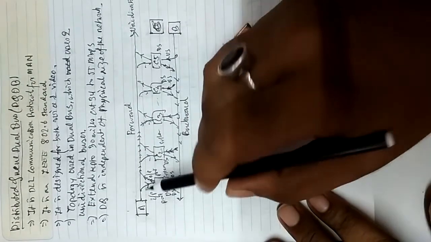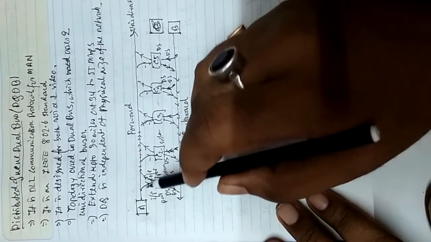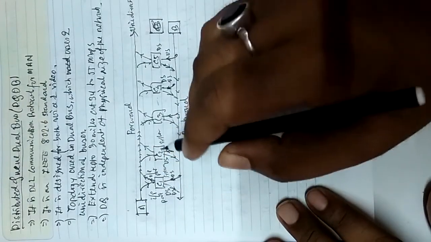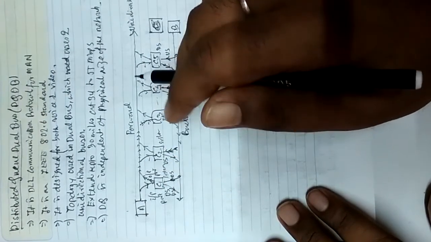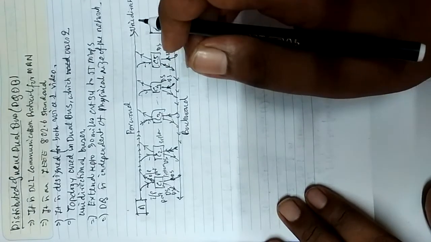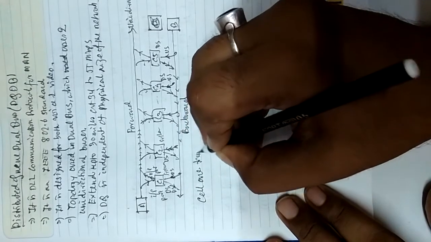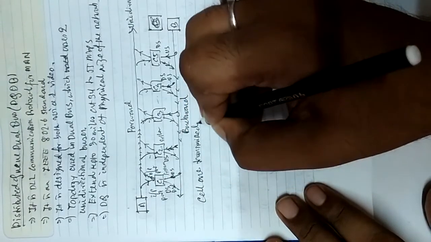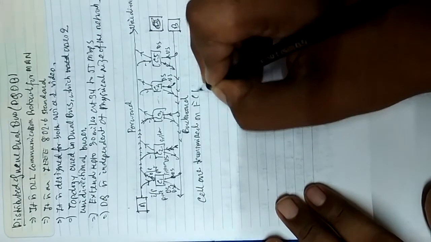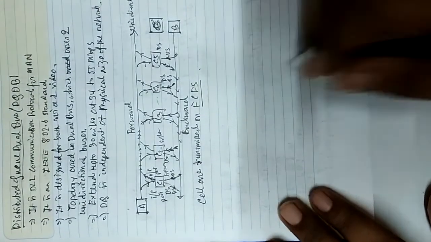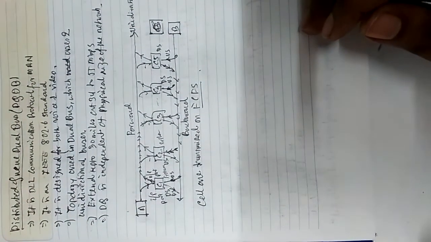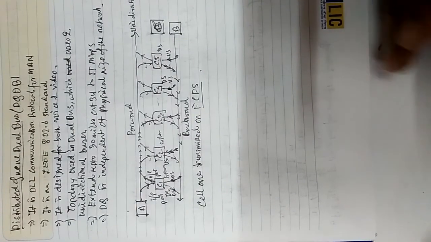And how are the cells, in which the information is kept, transmitted? The cells are transmitted in FCFS, that is first come first serve, format. So another thing is the cells are transmitted on a first come first serve basis. Okay, so this is all about the distributed queue dual bus. Okay, thank you.